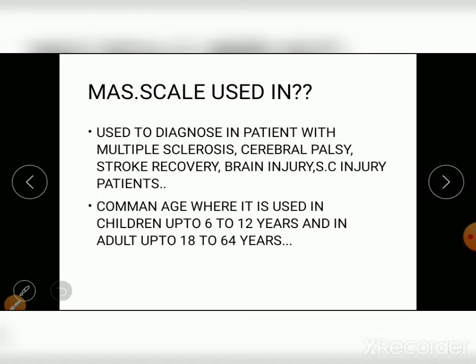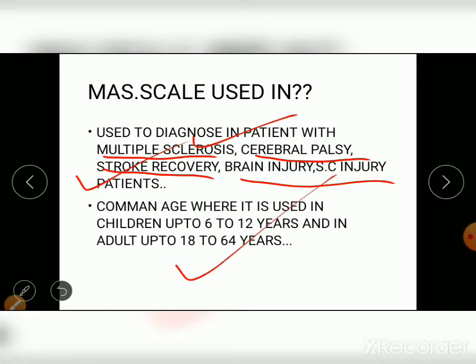The MAS scale is used in the diagnosis of patients with multiple sclerosis (MS), cerebral palsy (CP), stroke recovery, brain injury, and spinal cord injury. The common age where it is used is in children from 6 to 12 years, and in adults from 18 to 64 years of life.